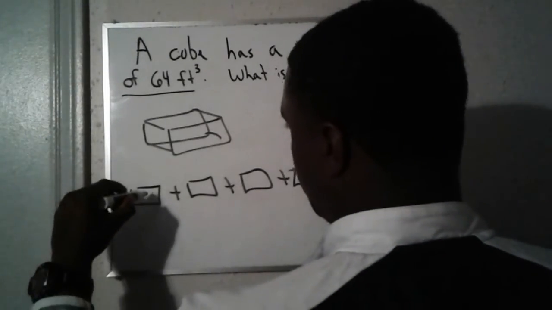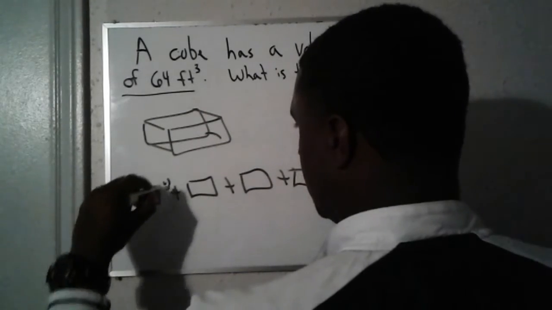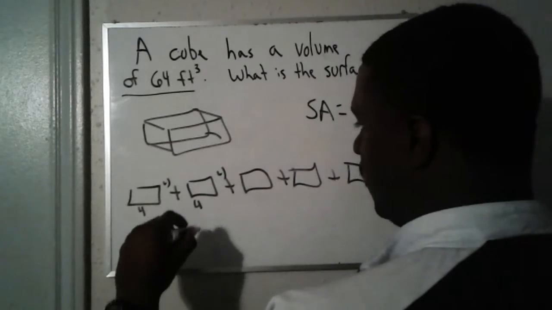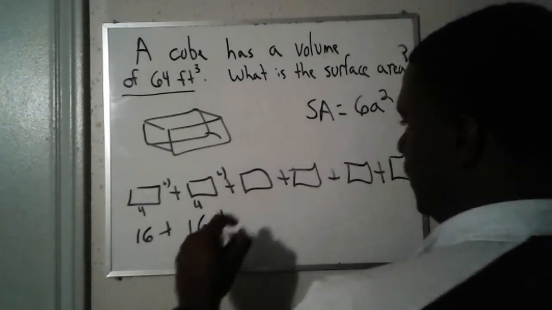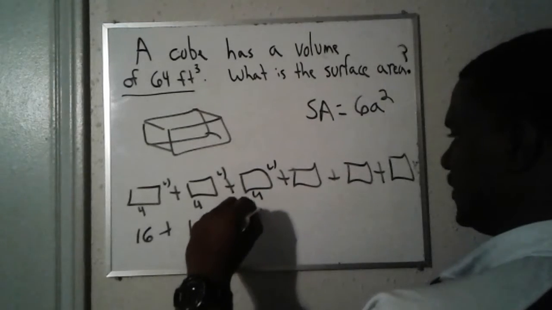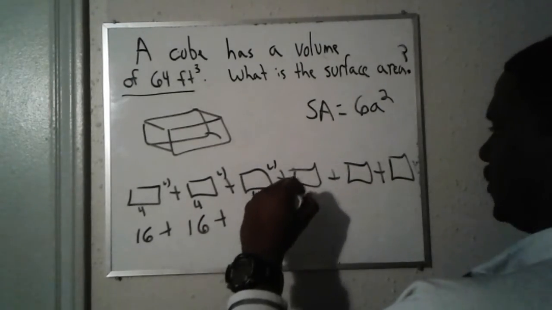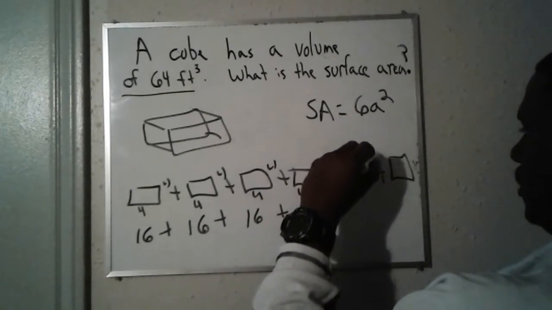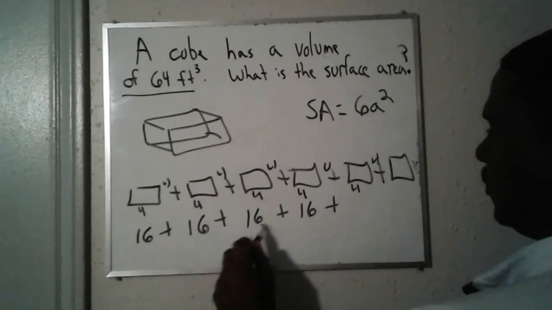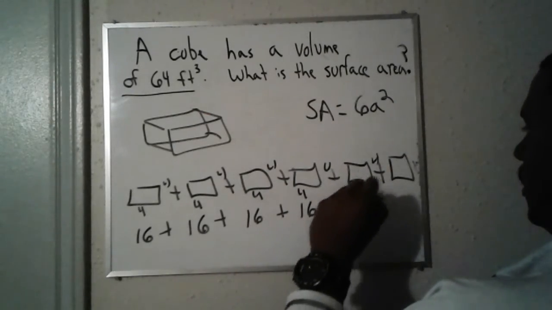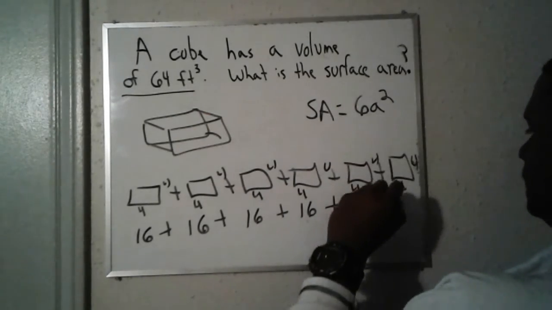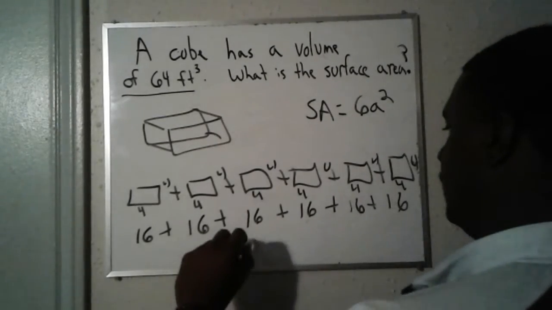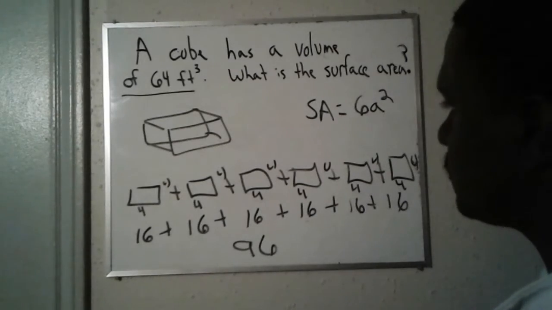Right? So this is 4 times 4. That's going to be 16, because that's length times width. That's 16, 4 times 4. That's 16, 4 times 4. That's 16, 1, 2, 3, 4. Last one, 6. Break down all the sides, and you add them together, you get 96.